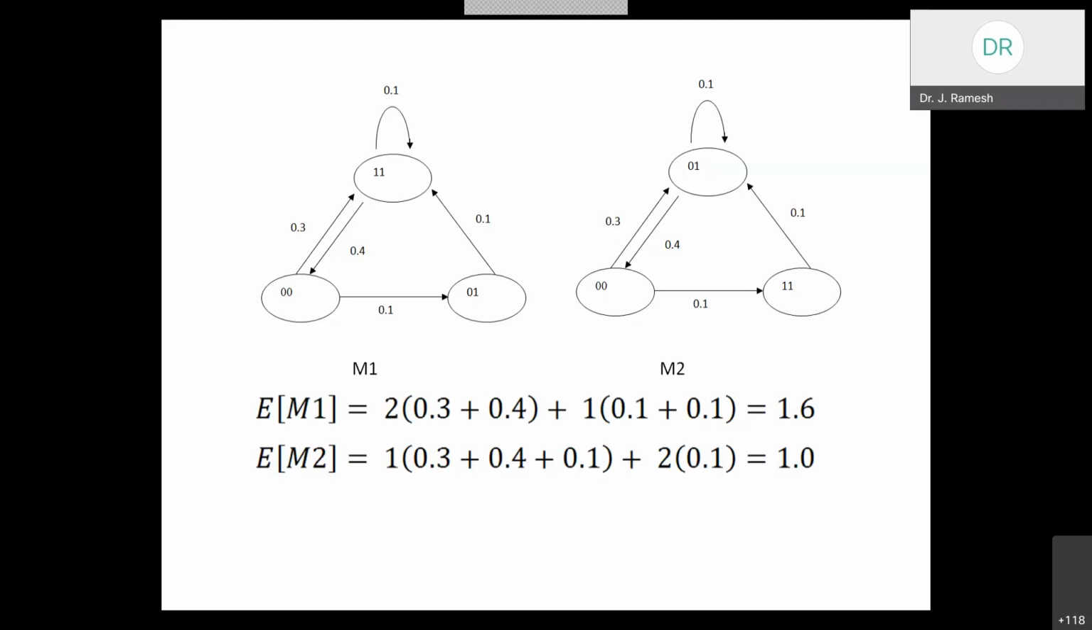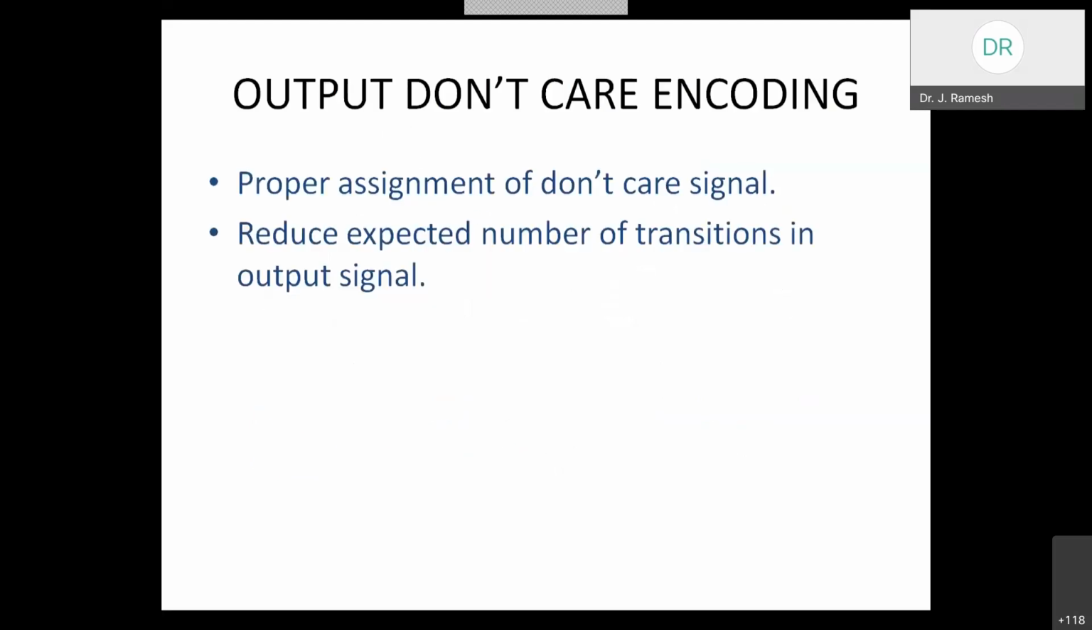So the expected number of transitions in M1 is 1, for instance, and the expected number of transitions in your second FSM is 1. So the second one can be preferred as far as the power point of view is concerned. This is called state machine encoding. By appropriately having the state machine encoding, we can reduce the power.